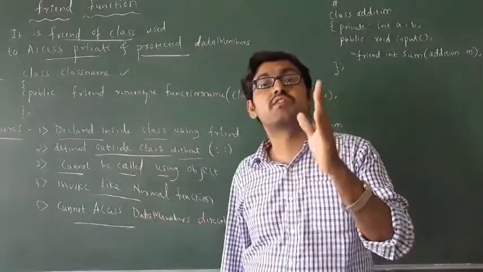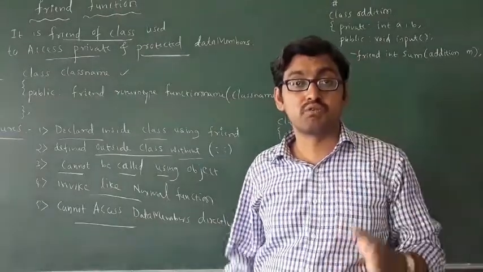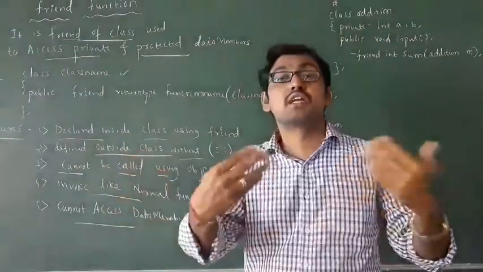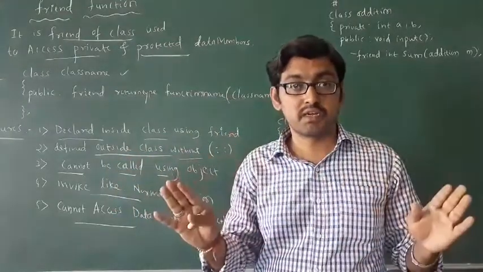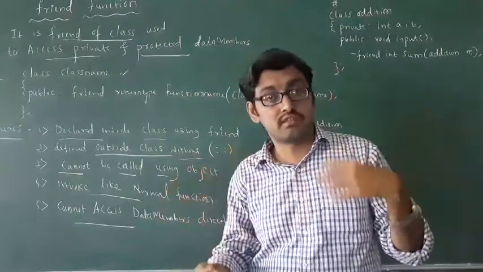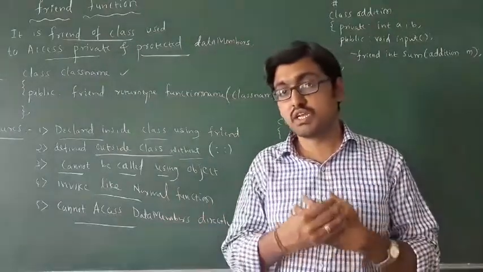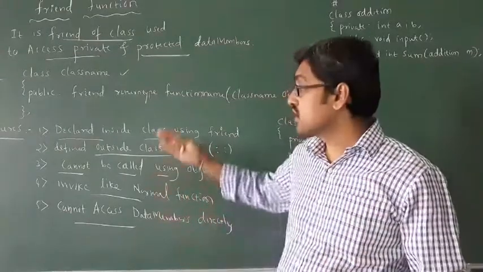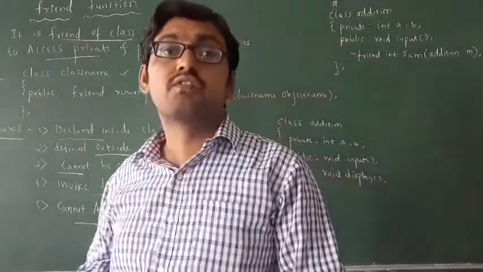Always you have to declare a friend function inside the class only, by using the keyword friend. To define it outside the class, don't use the scope resolution operator. And when you access it, don't use any object; you can invoke it like a normal function. These are the characteristics or features of a friend function.